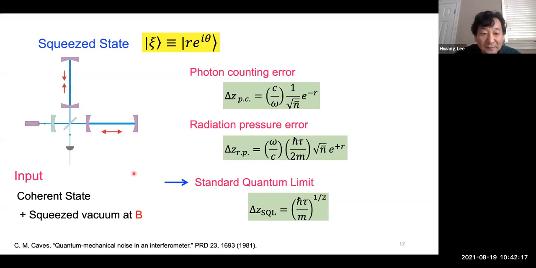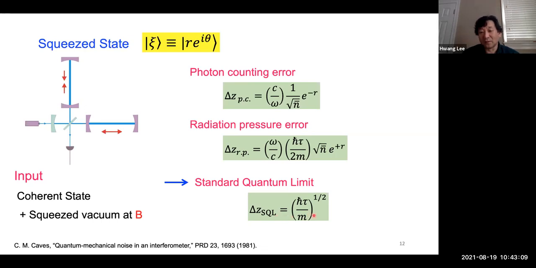In 1981, Caves introduced this squeezed state interferometry in the, no, not Mahajanga, it's a Michelson interferometer, aiming at improving the LIGO experiment. There, the mirror position error due to photon counting, which is the shot noise, is decreased by e to the minus r, but the radiation pressure error is increased by this much. So overall, optimizing the standard quantum limit is even by this factor.